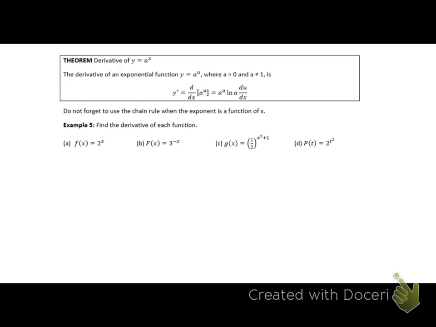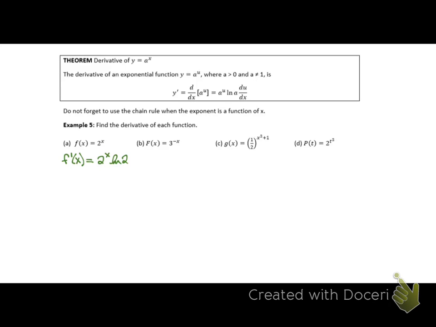So when we take the derivative of that type of function, you write that function, you write the natural log of the base, and then you multiply by whatever the derivative of the exponent happens to be. So for A, the derivative of f of x is going to be f prime of x. Now if I just use that function, I write that first, so it'll be 2 to the x, times the natural log of the base, times the derivative of the exponent. Now the derivative of x is just 1, so I'm going to leave it off. That's the answer.